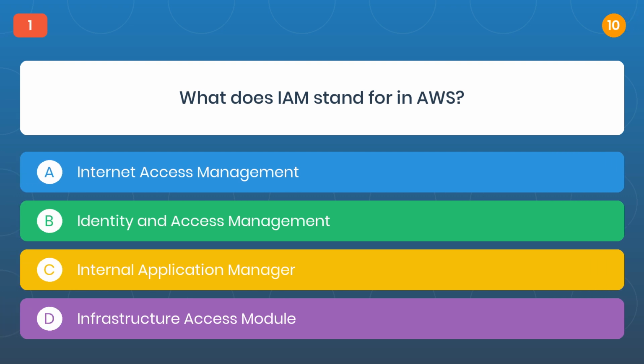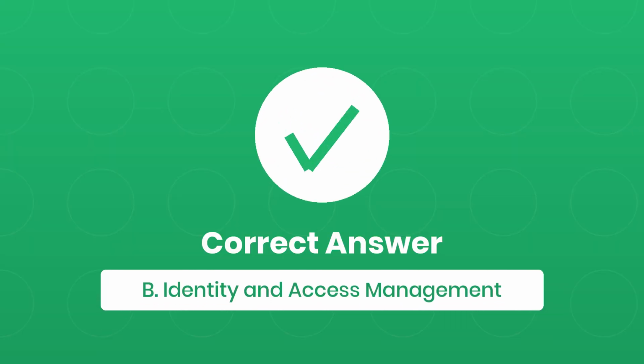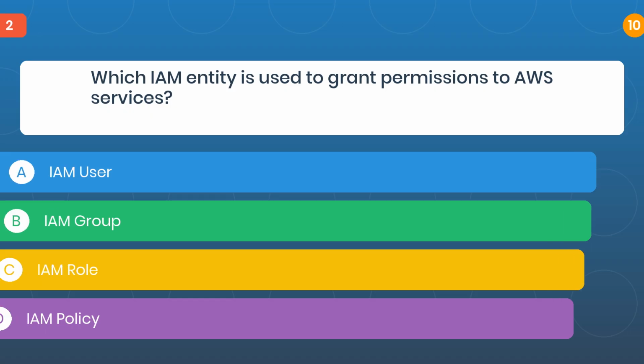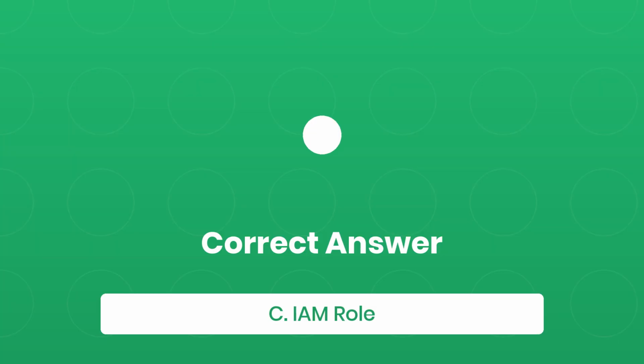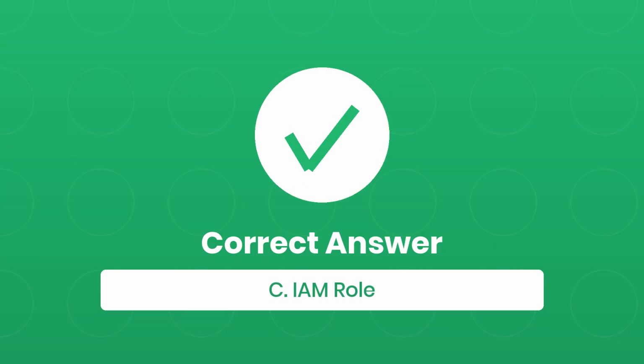Question 1. What does IAM stand for in AWS? The correct answer is B, Identity and Access Management. Question 2. Which IAM entity is used to grant permissions to AWS services? The correct answer is C, IAM role.